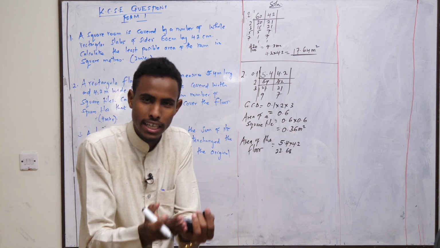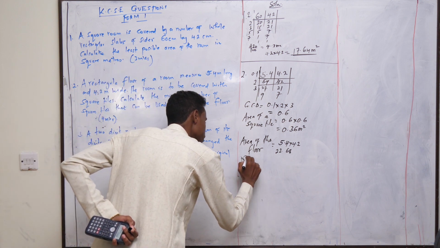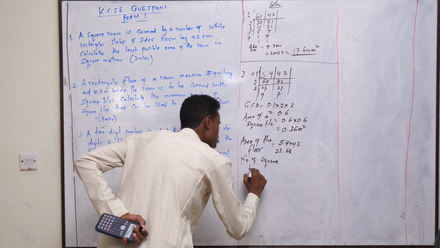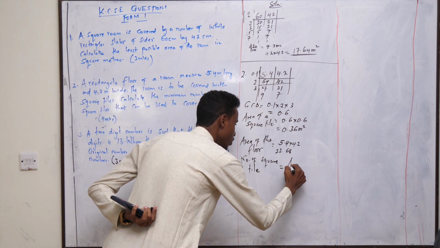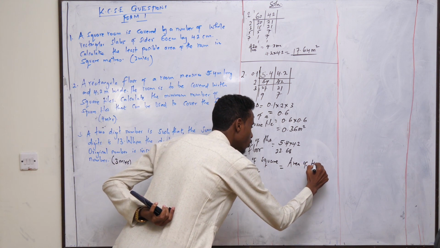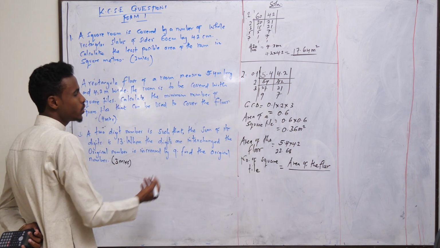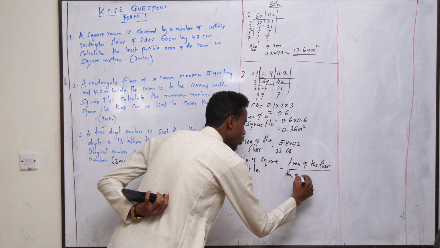If the area of the floor is 22.68 and the area of one square tile is this, can we get the number of square tiles? Number of square tiles will be equal to, class, the area of the floor divided by the area of a square tile.